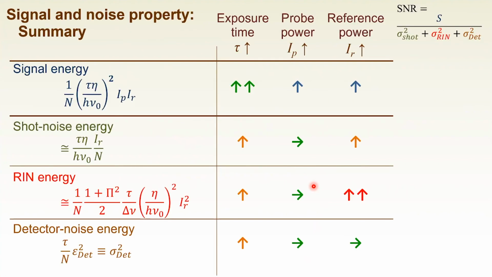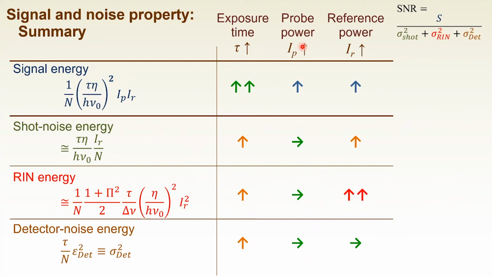Then to summarize the point, here is the signal energy, shot noise, ring, and the detector noise. And they have different properties or a different relationship to the exposure time, probe power, and the reference power. Okay. And if exposure time increases, signal energy increases in the power of 2, tau squared. And shot noise also increases, but in the power of 1. And ring increases power of 1, and the detector noise increases power of 1. Okay, by increasing the exposure time, all of the noises increase, but the signal increases more.